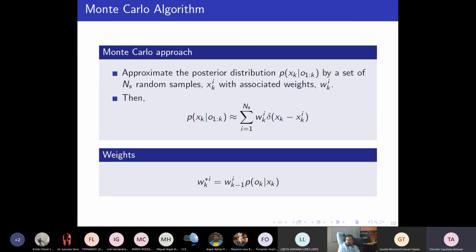This weight is usually from 0 to 1, and it is normalized. So if we can obtain a set of samples that represent a PDF, we can also obtain an xk state by averaging that PDF. That's the idea of the Monte Carlo approach, and that's the idea that we are following in this work.